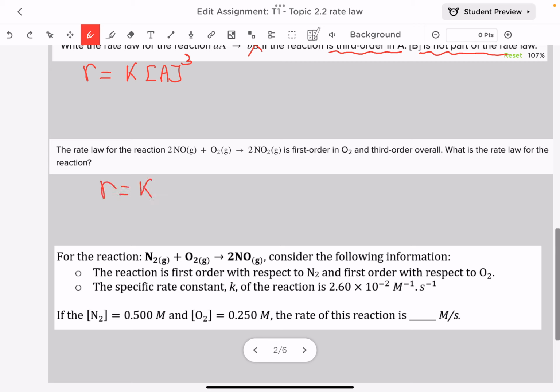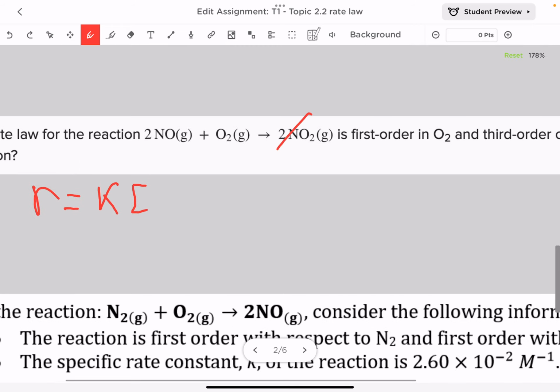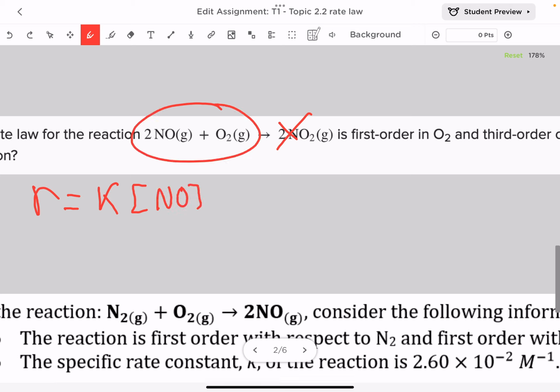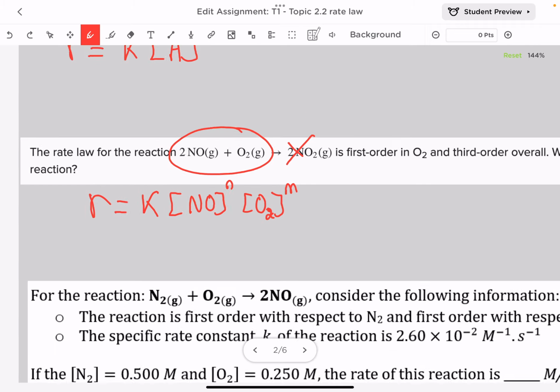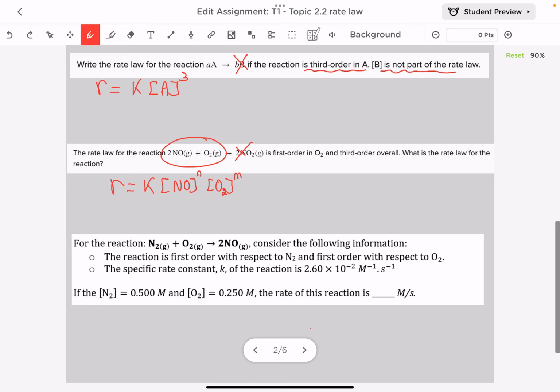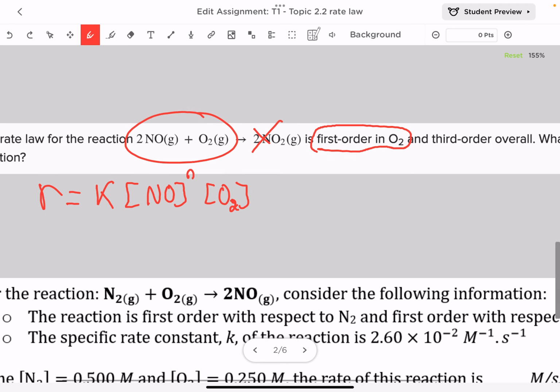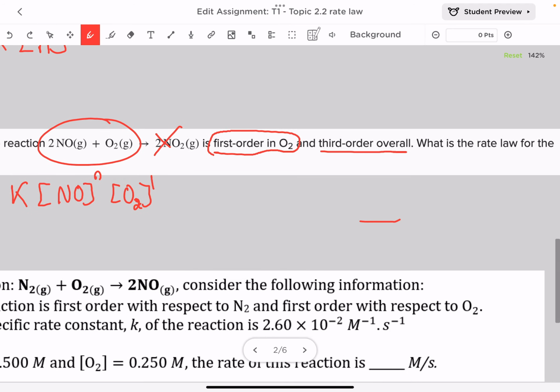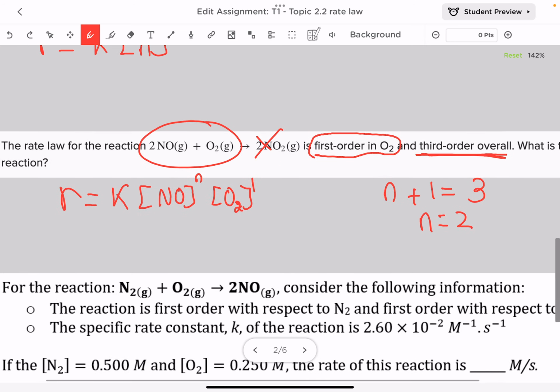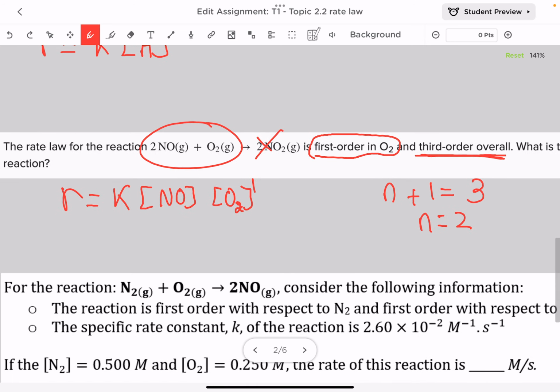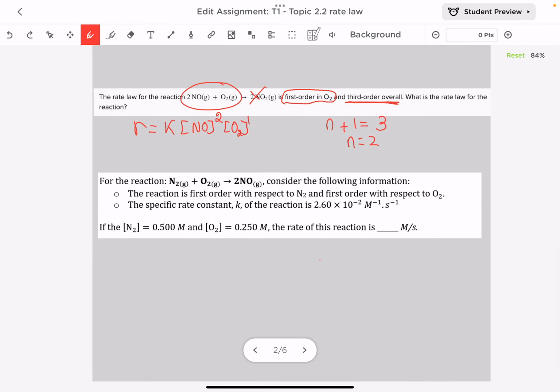This reaction, I will write R, rate law, equal to K, the rate law constant, multiplied by the concentration of NO raised to a certain power and the concentration of O2 raised to another power. It's first order in O2 and third order overall, meaning that n plus 1 equals 3. Therefore, n is second order. So here's the final formula of the rate law of this reaction.